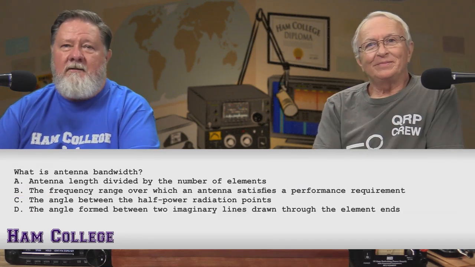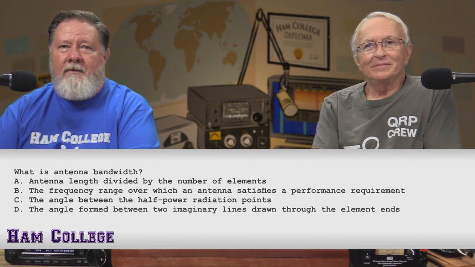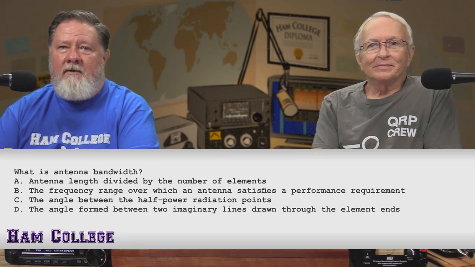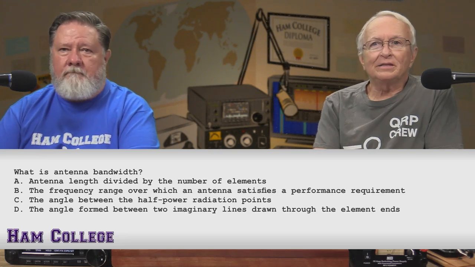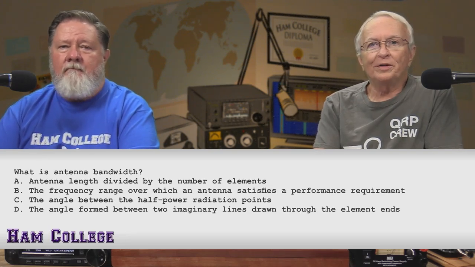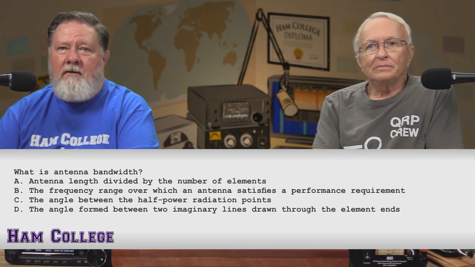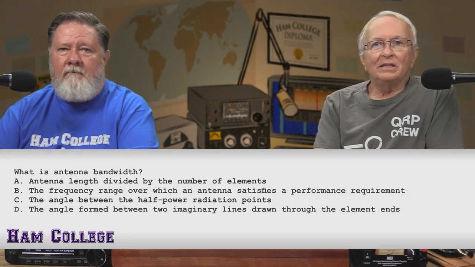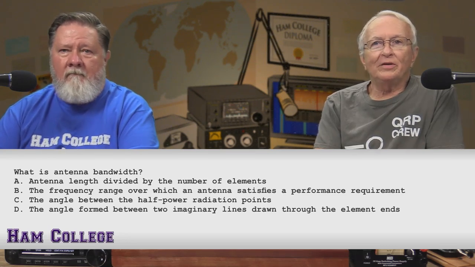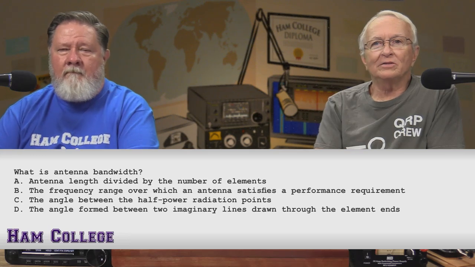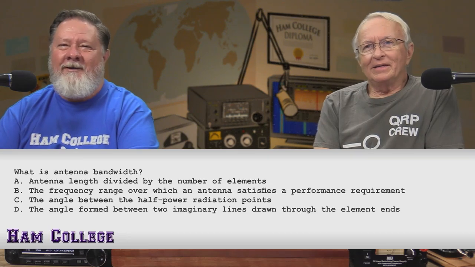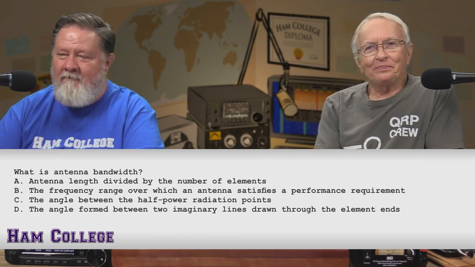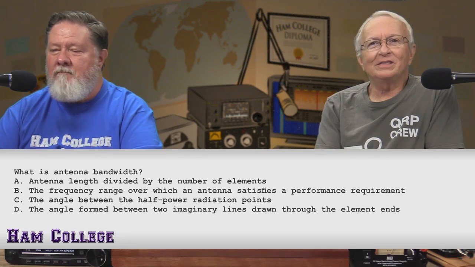What is antenna bandwidth? A, antenna length divided by the number of elements. B, the frequency range over which an antenna satisfies a performance requirement. C, the angle between the half power radiation points. Or D, the angle formed between two imaginary lines drawn through the element ends. They got quite creative on this one. I don't think it's D.